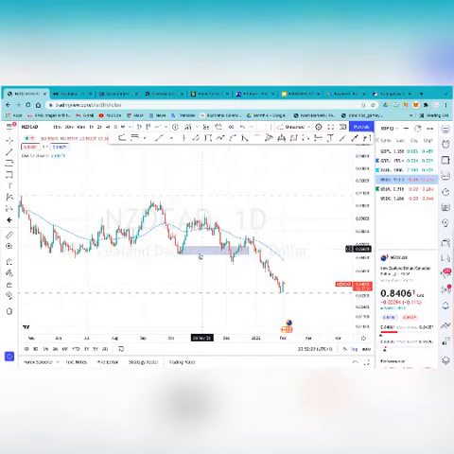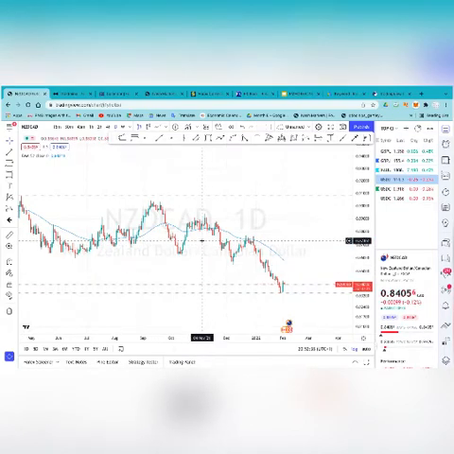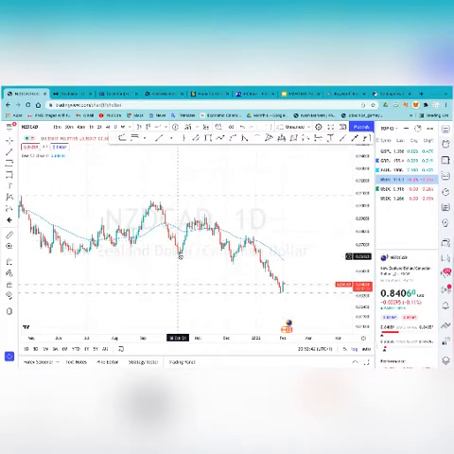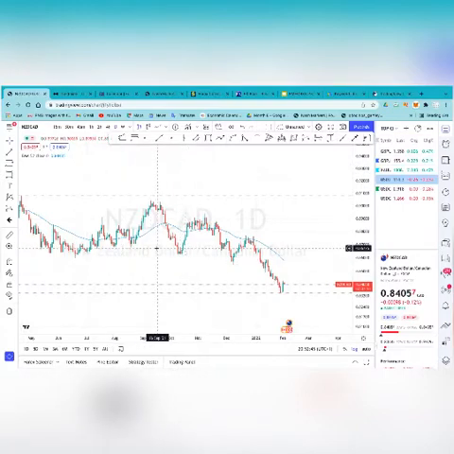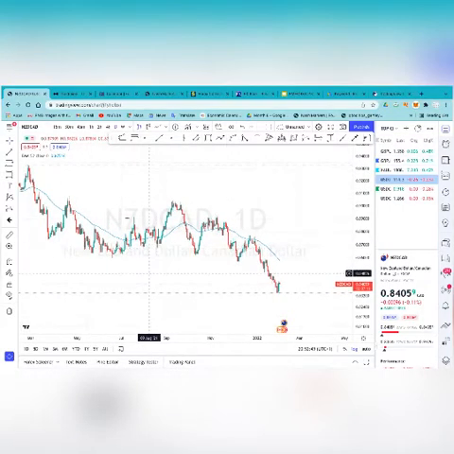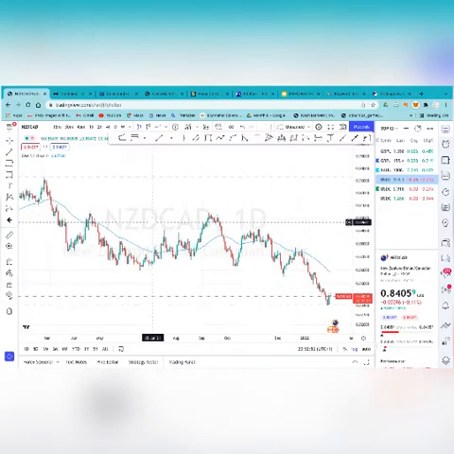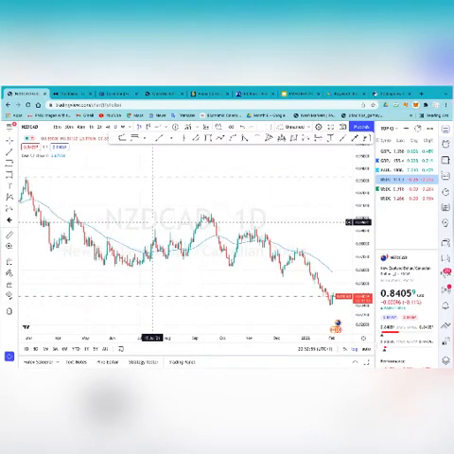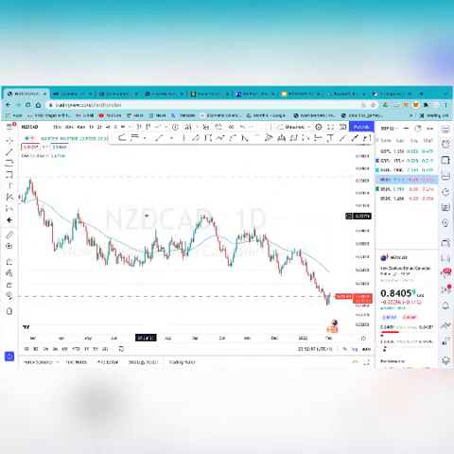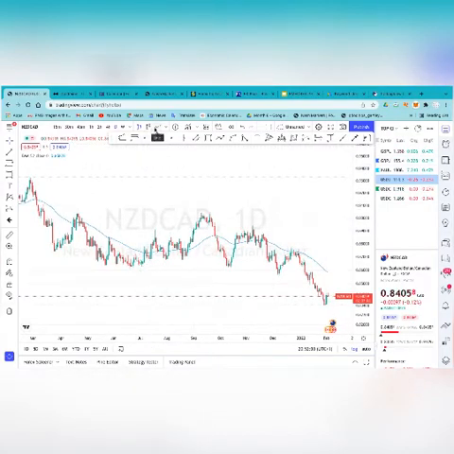So I'll be showing you supply and demand in a later video, where I'll explain every single thing about it, the microeconomics of supply and demand, what actually makes price move back up whenever it comes to a supply or demand level. So let's forge ahead now. To get my support and resistance levels, what I do is I switch to a line chart.